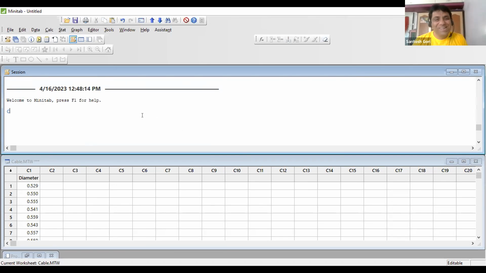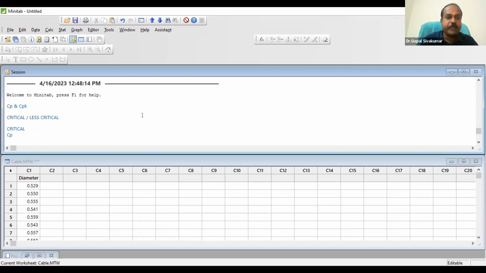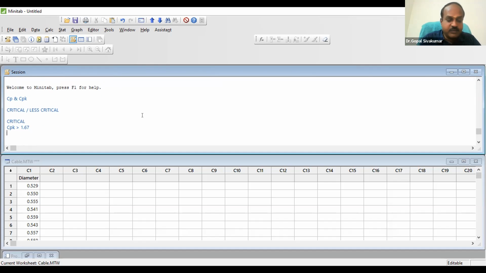Okay, we are talking about Cp and Cpk, right? You can always classify a process into critical and less critical or not critical. If the process is considered critical, then your Cpk must be more than 1.67. Always, please note, your Cp will be more than Cpk. In no situation can your Cp appear below Cpk, right?